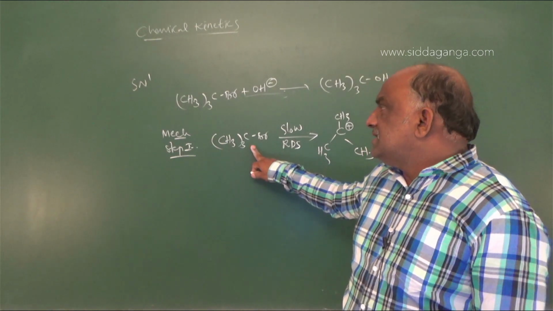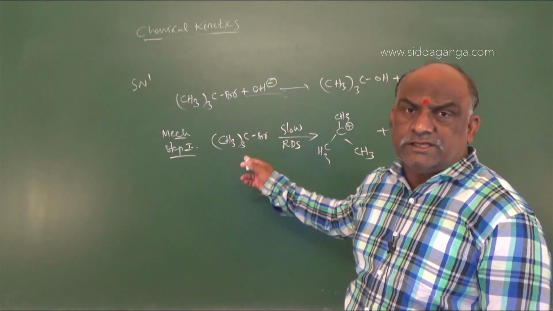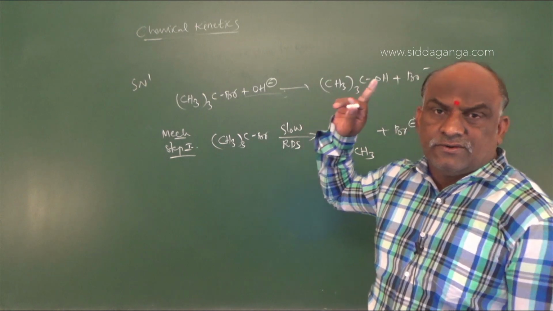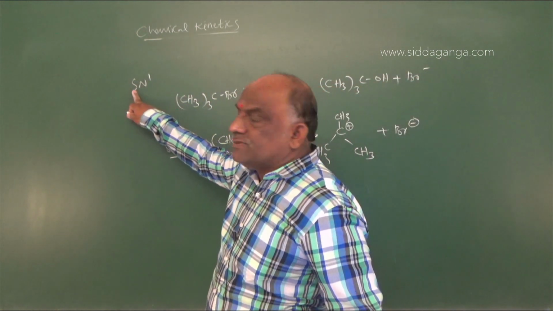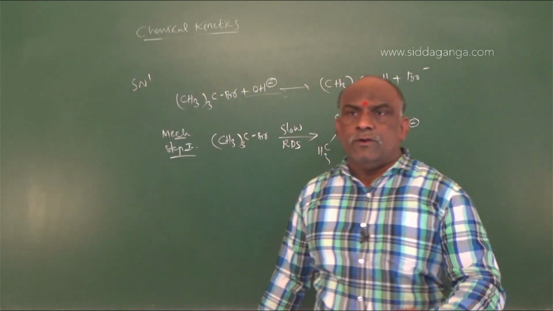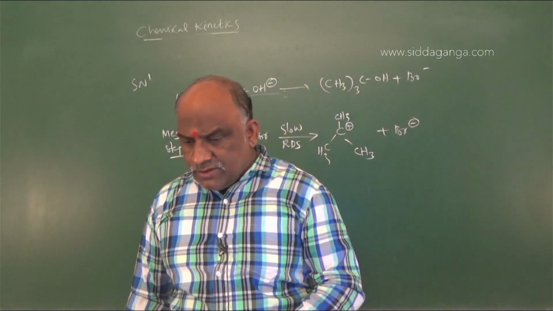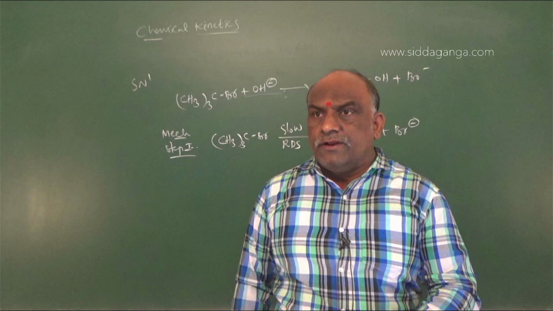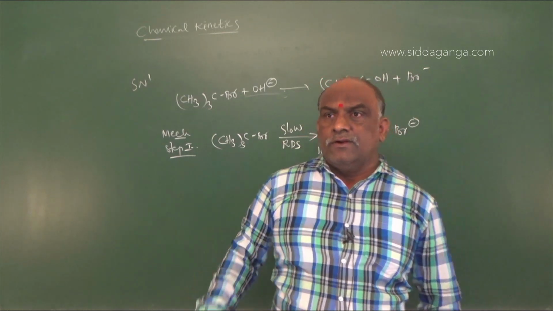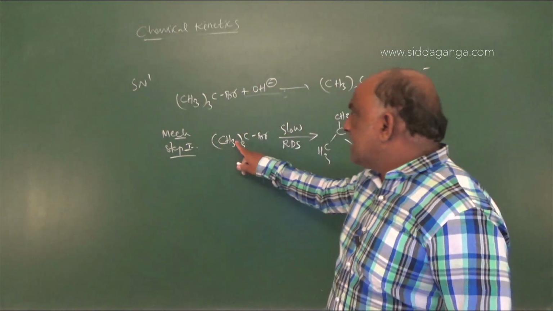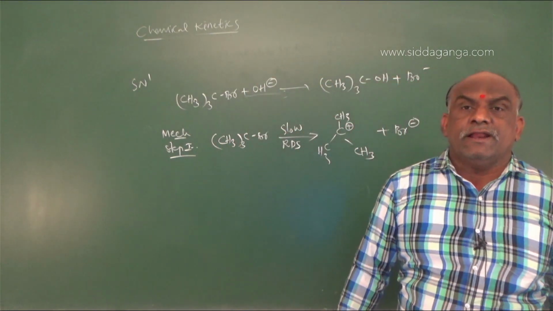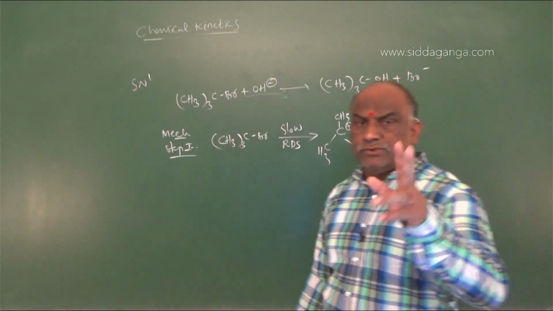So, what is the order of the reaction? First order. What is the molecularity of the reaction? Number 1, unimolecular. Unimolecular nucleophilic substitution. It is first order chemical kinetics, because the reaction is followed in 2 steps.